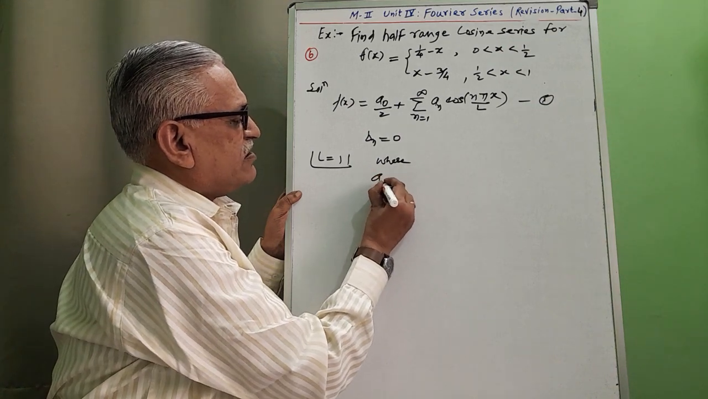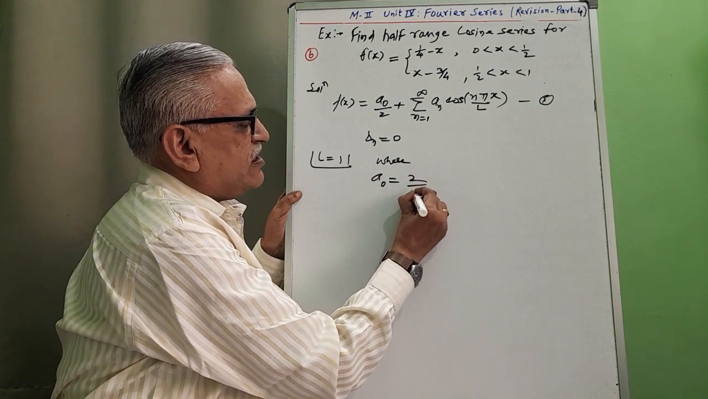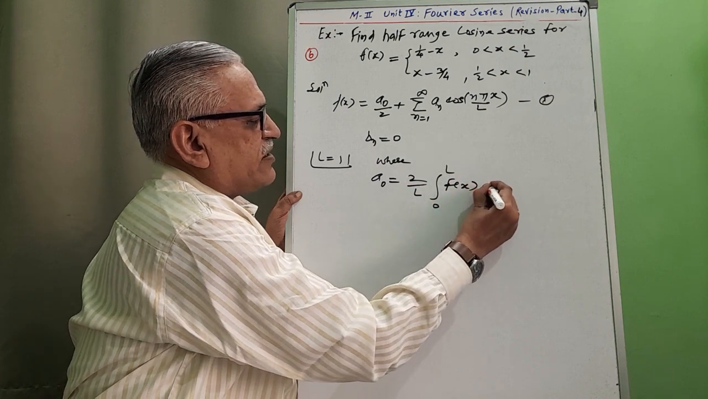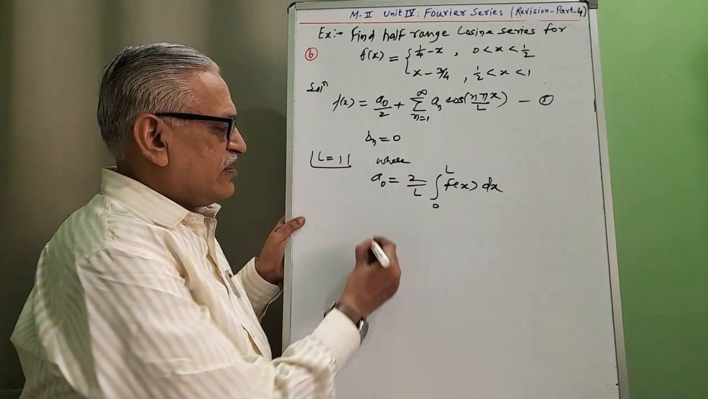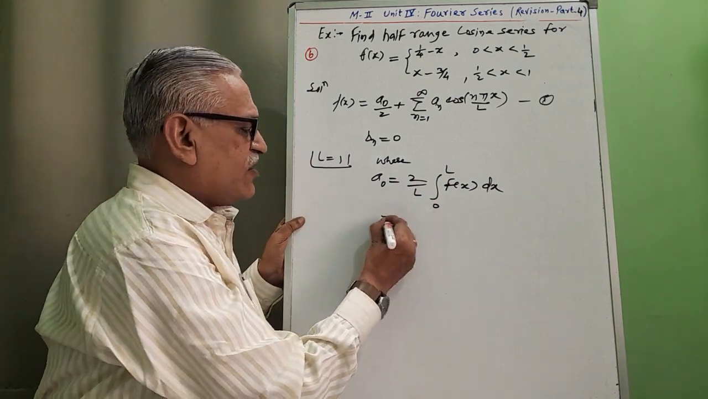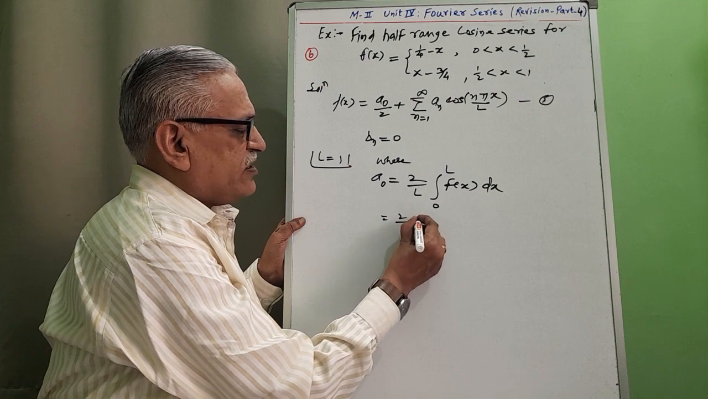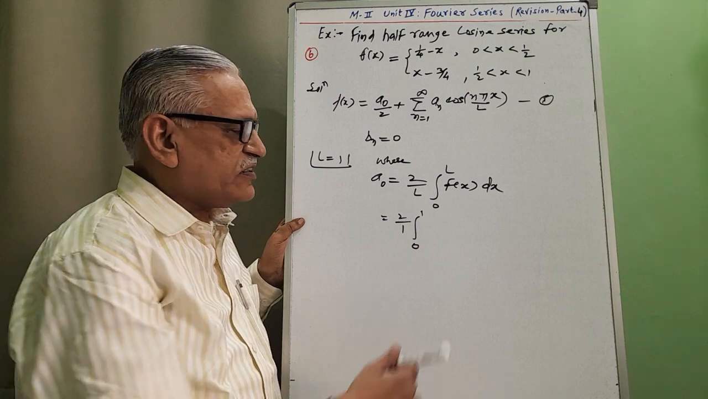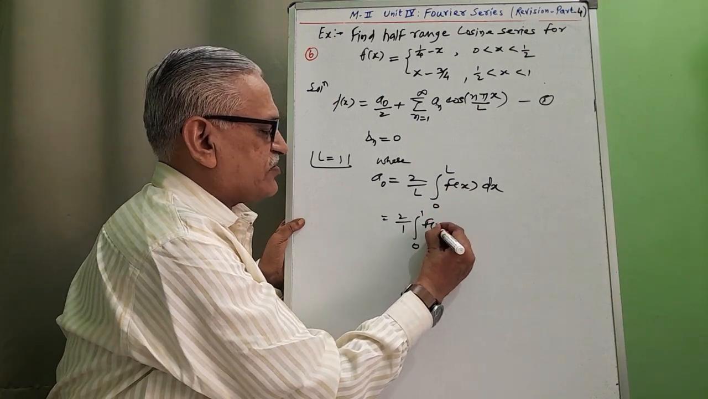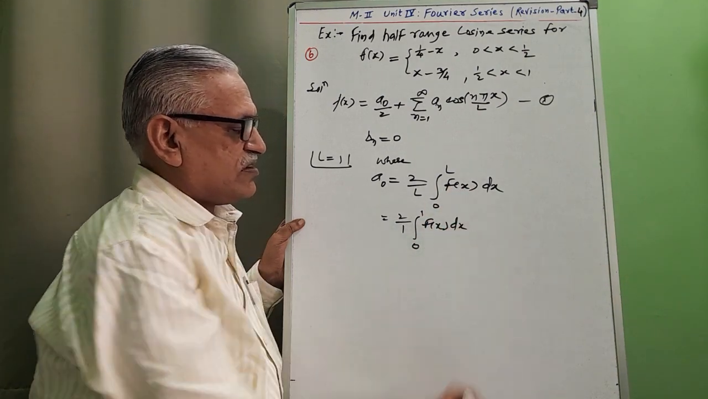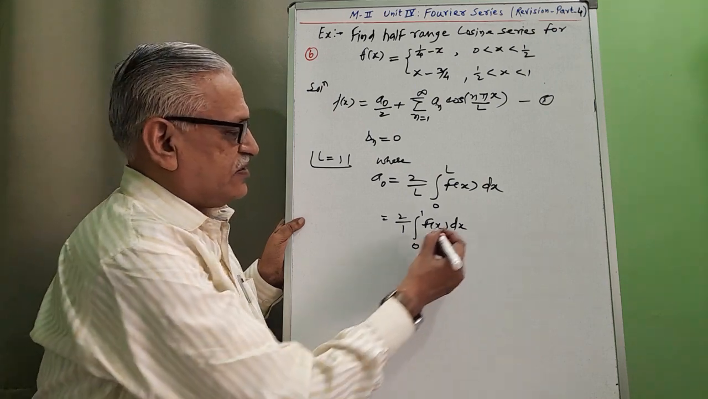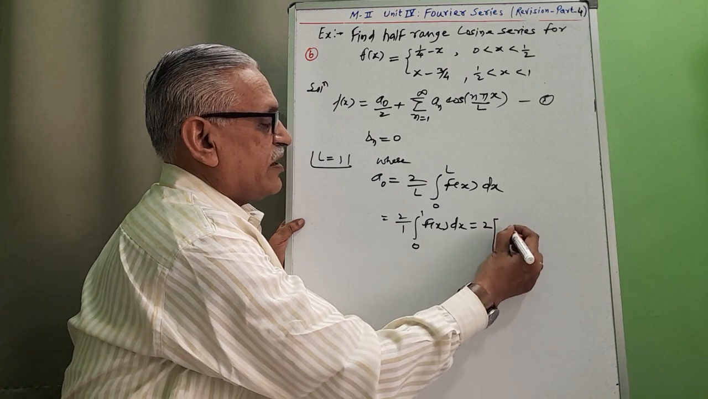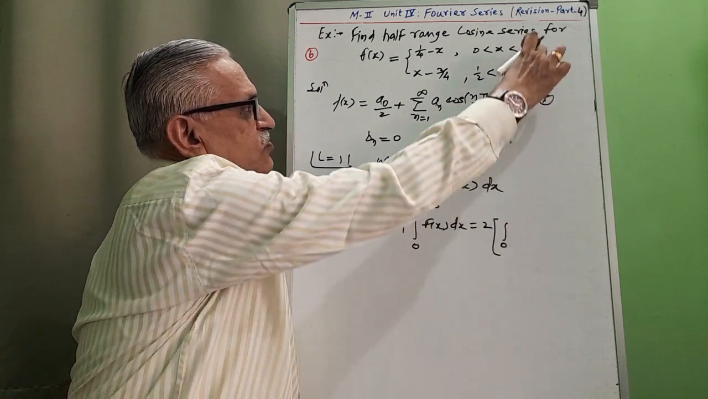A0 is given by, formula is 2 by L, integration from 0 to L, f of x dx. Substituting the value of L, we get 2 by 1, integration from 0 to 1. But 0 to 1 is not a continuous range, therefore we keep this f(x) as it is. In next step, we have to split this. Therefore, it is 2, integration from 0 to 1 by 2.